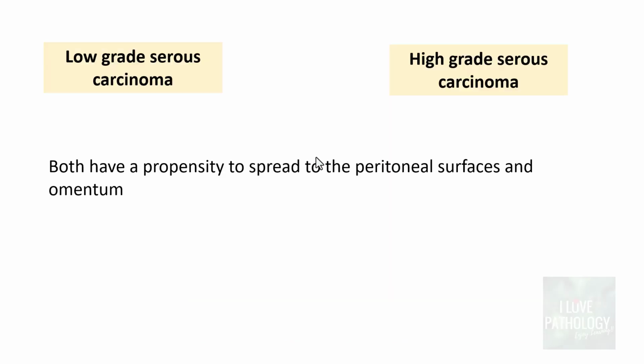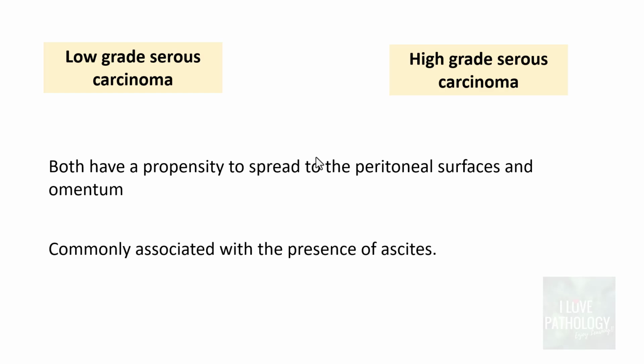Now, I told you about low grade serous carcinoma and high grade serous carcinoma, right? See, both these tumors have the propensity to spread to peritoneal surfaces as well as the omentum. Once the spread is into the peritoneal surface or omentum, these patients manifest with the presence of ascites.